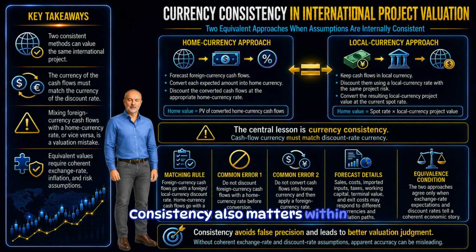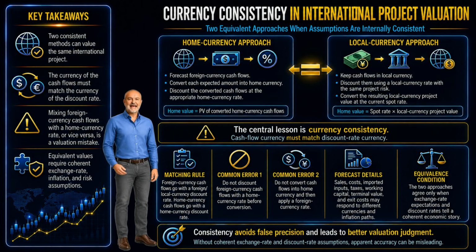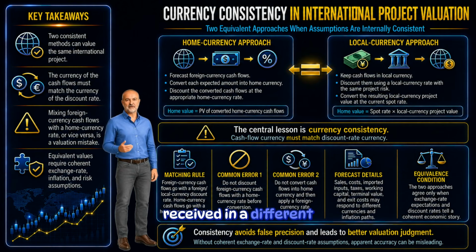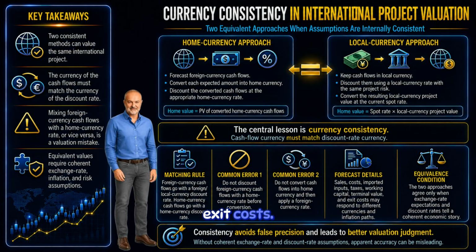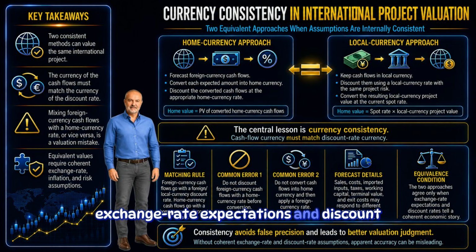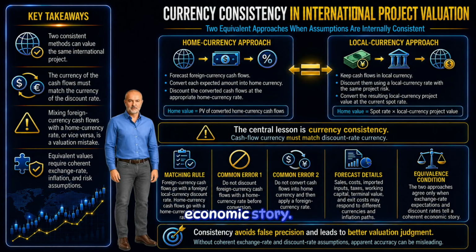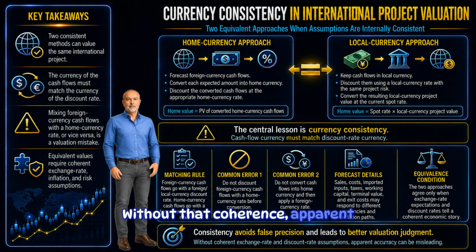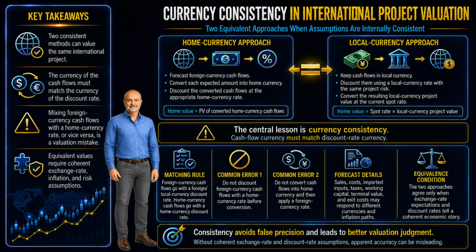Consistency also matters within the forecast. Local sales and costs may react differently to inflation and exchange rates. Imported inputs may be tied to another currency. Taxes depend on local rules. Working capital may be trapped in the host country. Terminal value may be received in a different currency or reduced by exit costs. The two valuation approaches should lead to the same conclusion only when exchange rate expectations and discount rates tell a coherent economic story. Without that coherence, apparent precision can be misleading.